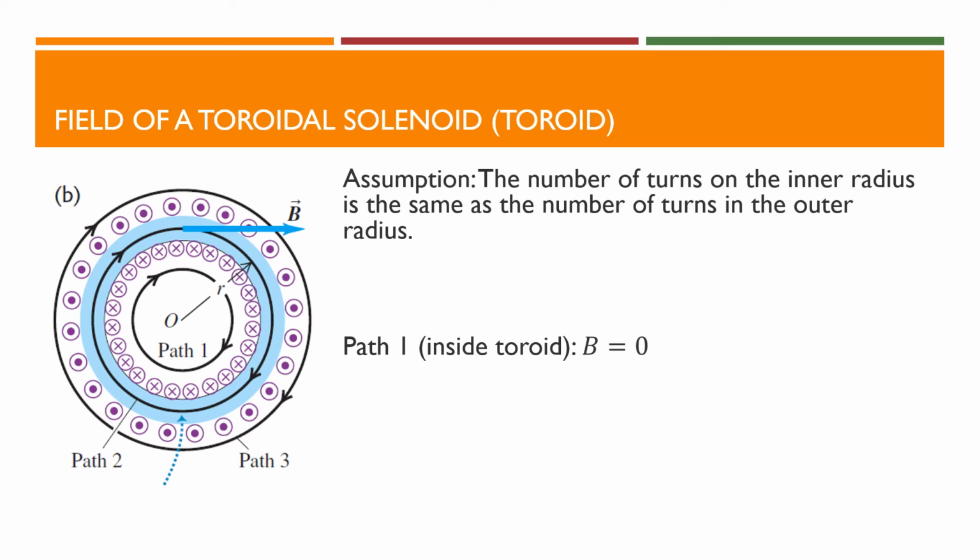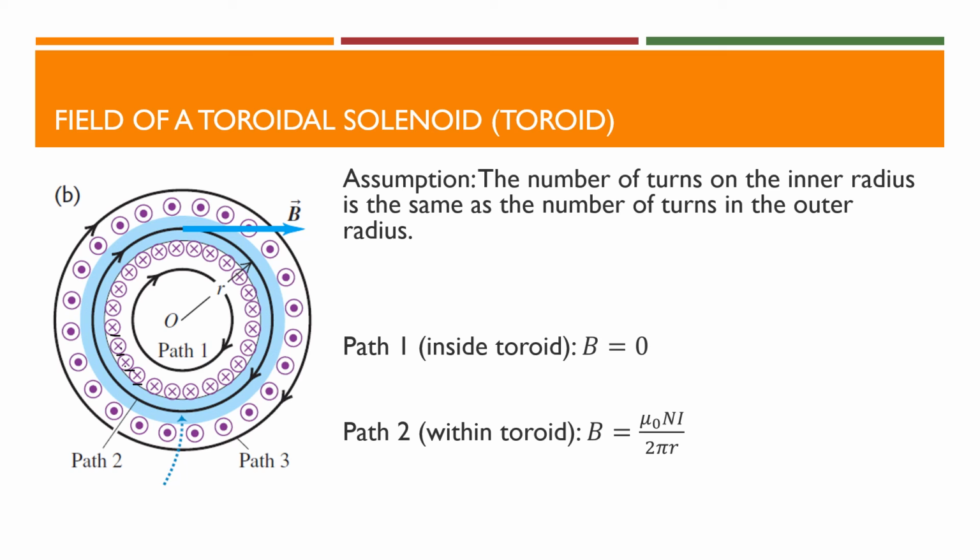Since there is no current enclosed, that means there is no magnetic field inside. On the second path, which is between the windings, we're within the toroid. The enclosed current by this Amperian loop is this bunch of currents which point into the page. So this one, and this one. So these currents here.